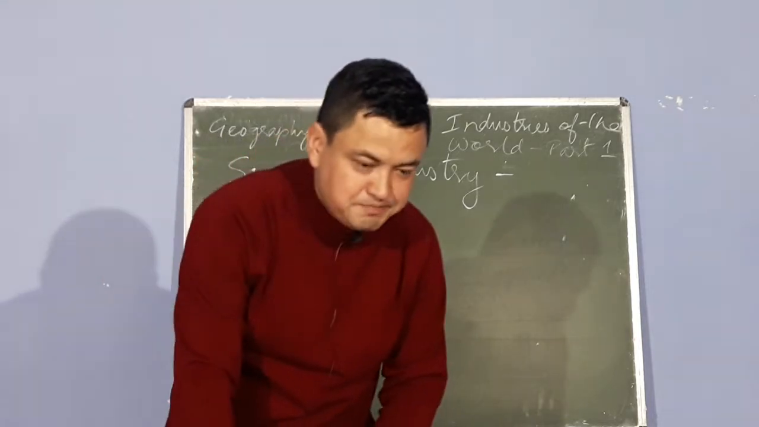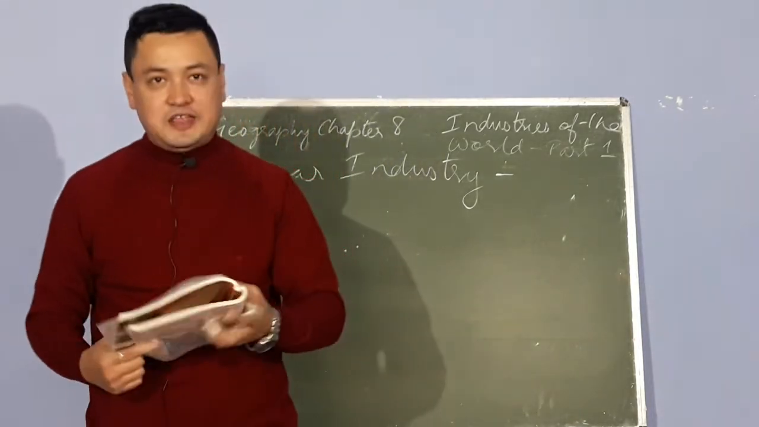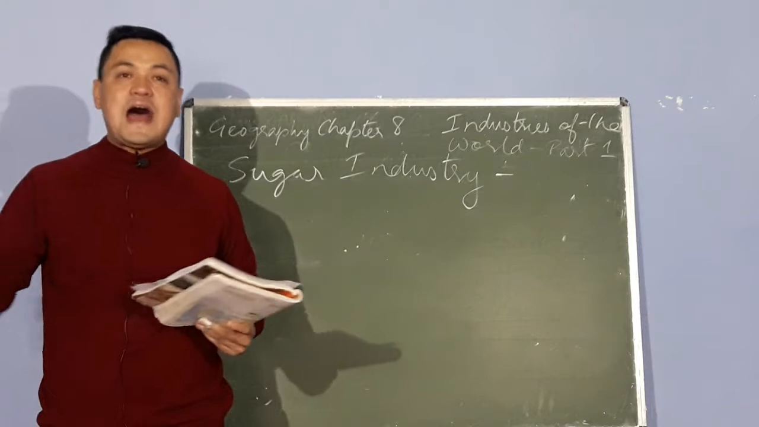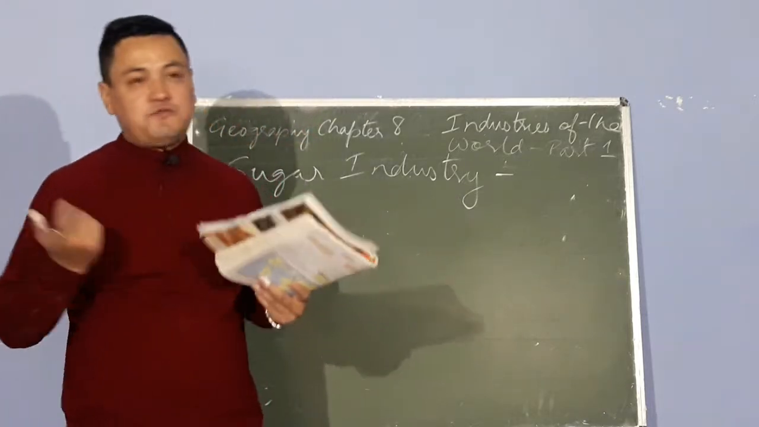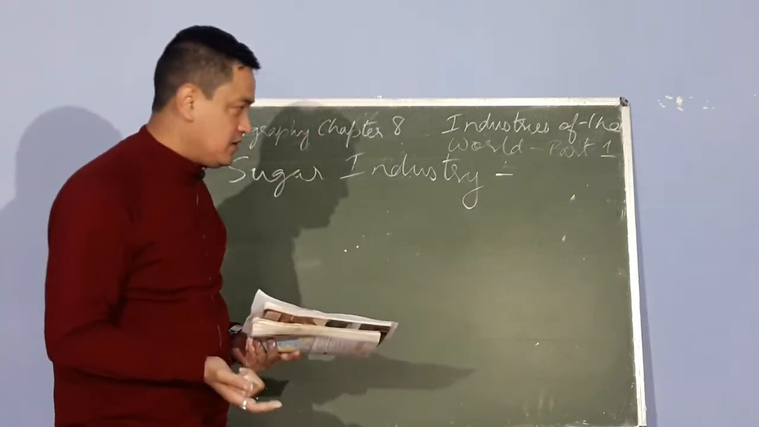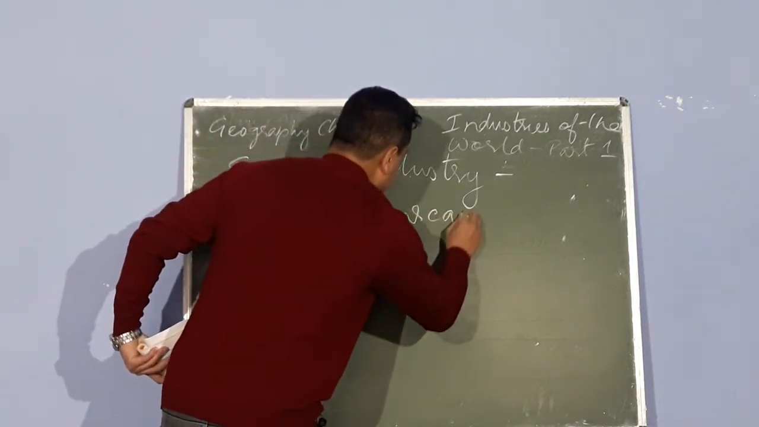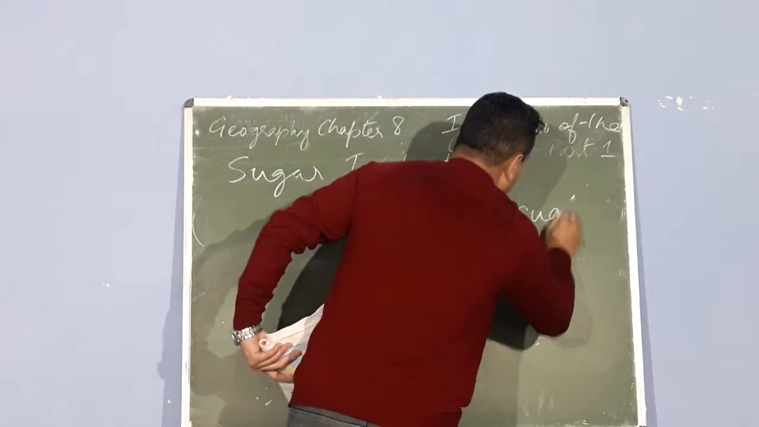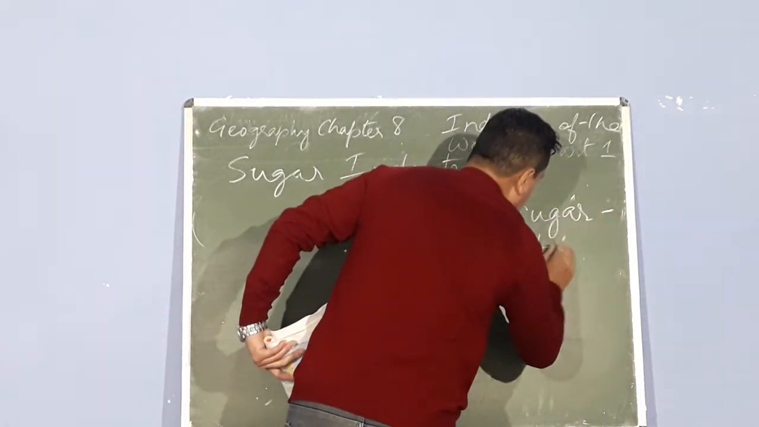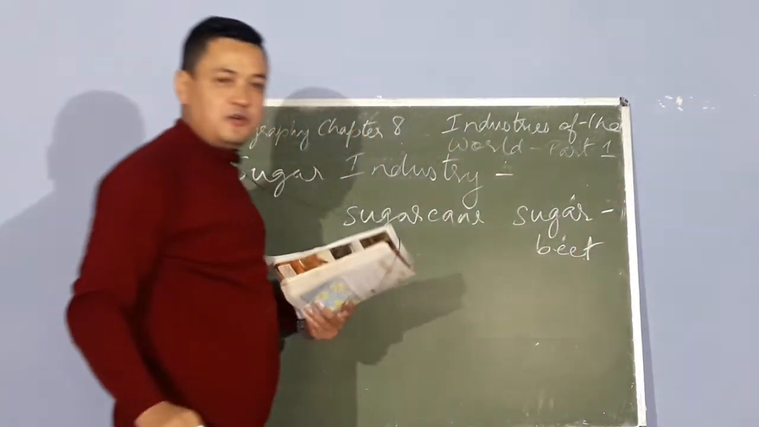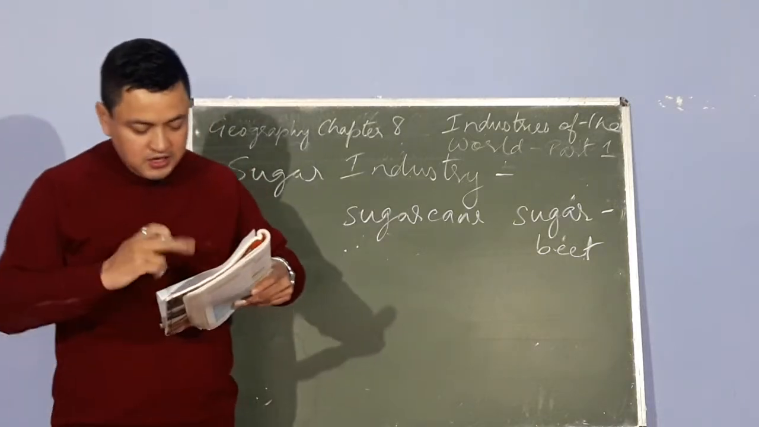Now sugar is made from sugarcane. You know it, it's a common fact. We know sugar is made from sugarcane, from ganna it is made. But it is not only made from sugarcane. It is also made from sugar beet, B-E-E-T, beet.